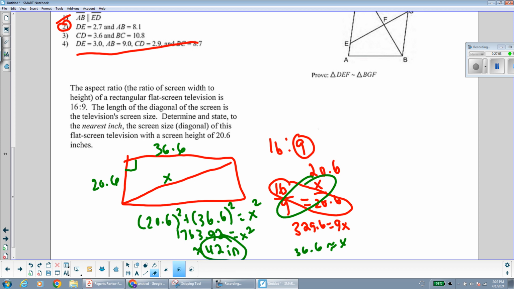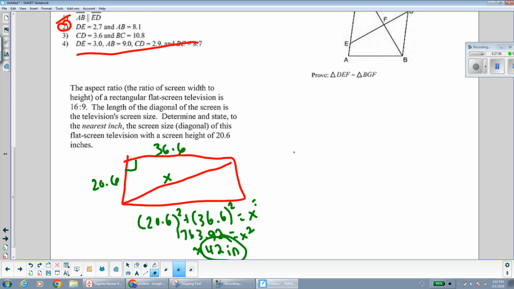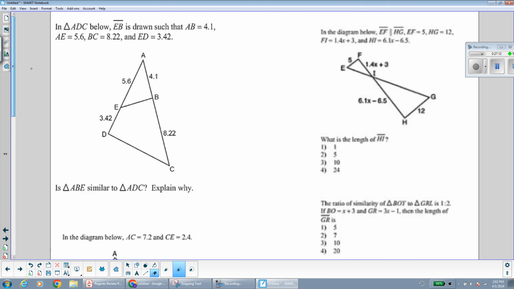Okay, I'm just going to erase this over here so I have room for the next problem. We need the length of HI, so I'm going to set up a proportion. We do have similar triangles. These are parallel, so we have the congruent alternate interior angles, and we have the vertical angles. So they're similar by AA. So I can make a proportion.